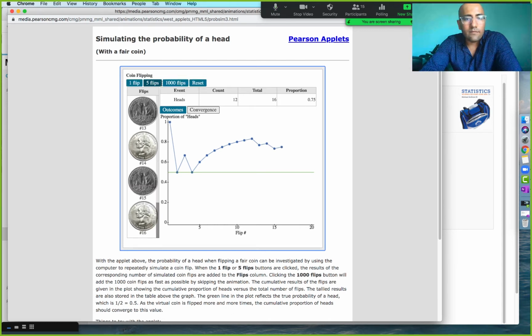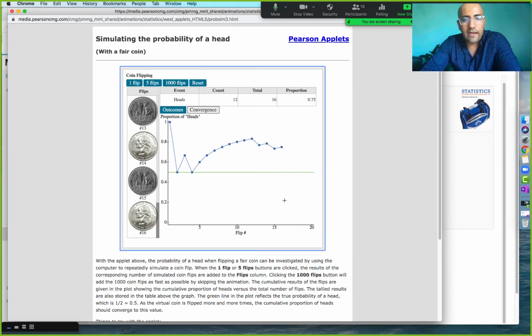Okay, and now I'm going to jump over to this button. What this button is going to do is automatically flip the coin 1,000 times. And we're no longer going to see this little animation because it's going to flip it 1,000 times. Just know that that's what's happening. As soon as I hit that button, you're going to see this thing go crazy, vroom, right, because it's going to keep track of what's happening with all those flips.